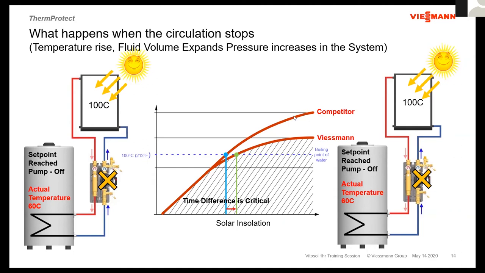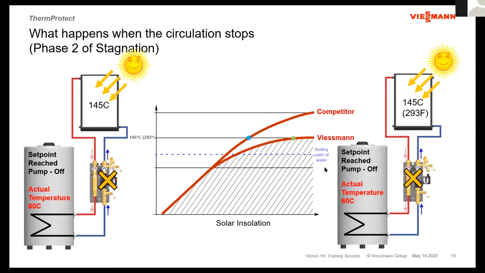And that can oftentimes make the difference between this system basically getting out of the first phase of that stagnation and going back to normal operation, or moving into the second stage. So as we move through here, again, the pumps are still off and the collectors are rising up in temperature. And again, we're at about 293 degrees Fahrenheit now with those pumps off on both collectors.